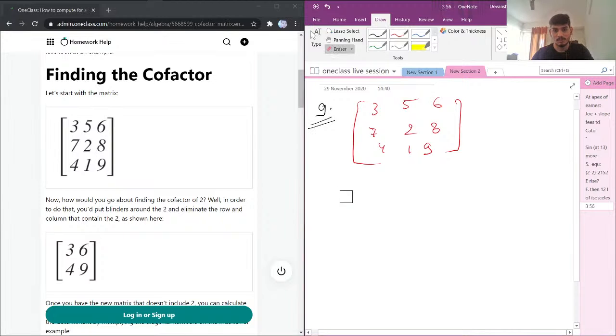I'll just write it with blue color. So Aij is the cofactor of the element. In the place of i, we'll write the row number, and in the place of j, the column number. We will have negative of 1 to the power i plus j, then the determinant of minor of ij.